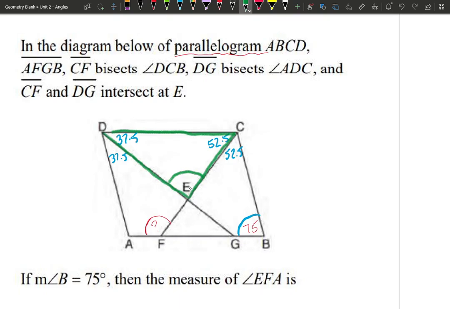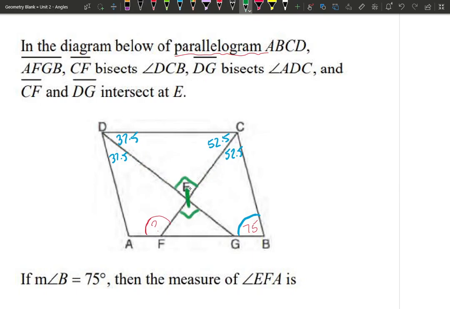Okay, so the three angles in that triangle must sum to 180. So I'm going to do 180 minus 37.5. And then I'm going to subtract that 52.5 as well. And I end up at 90 degrees. Ooh. All right. So this is a nice 90-degree angle. I'm going to put a little box.